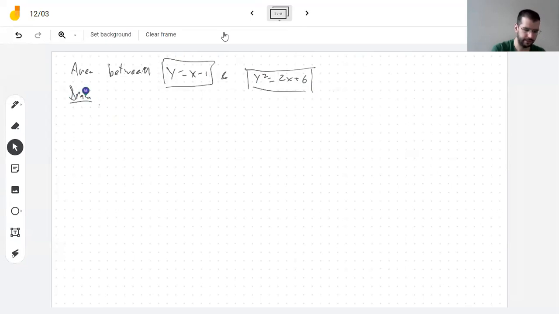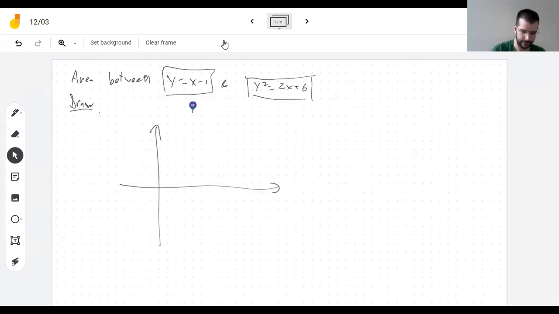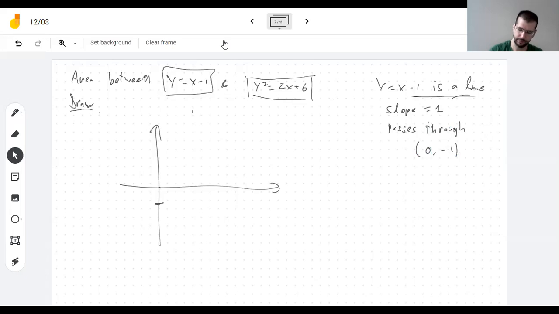I should try to draw it first of all. Of course, I could use a computer, but I want to see how good I can do. The first one is a line, and I can draw that for sure. It has slope 1 and passes through 0, negative 1, if I make x equals 0. So it goes through here, has slope 1, so this is the line.